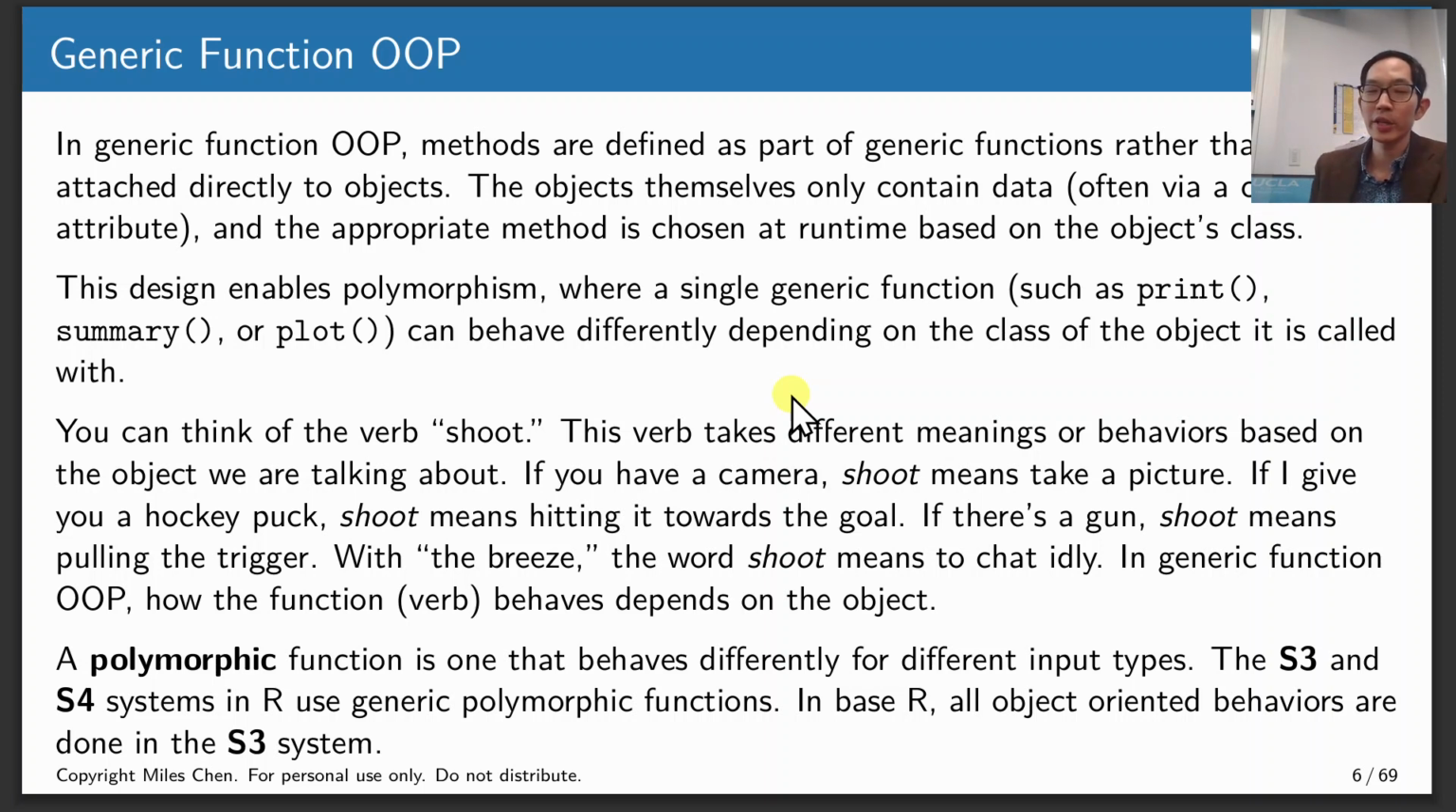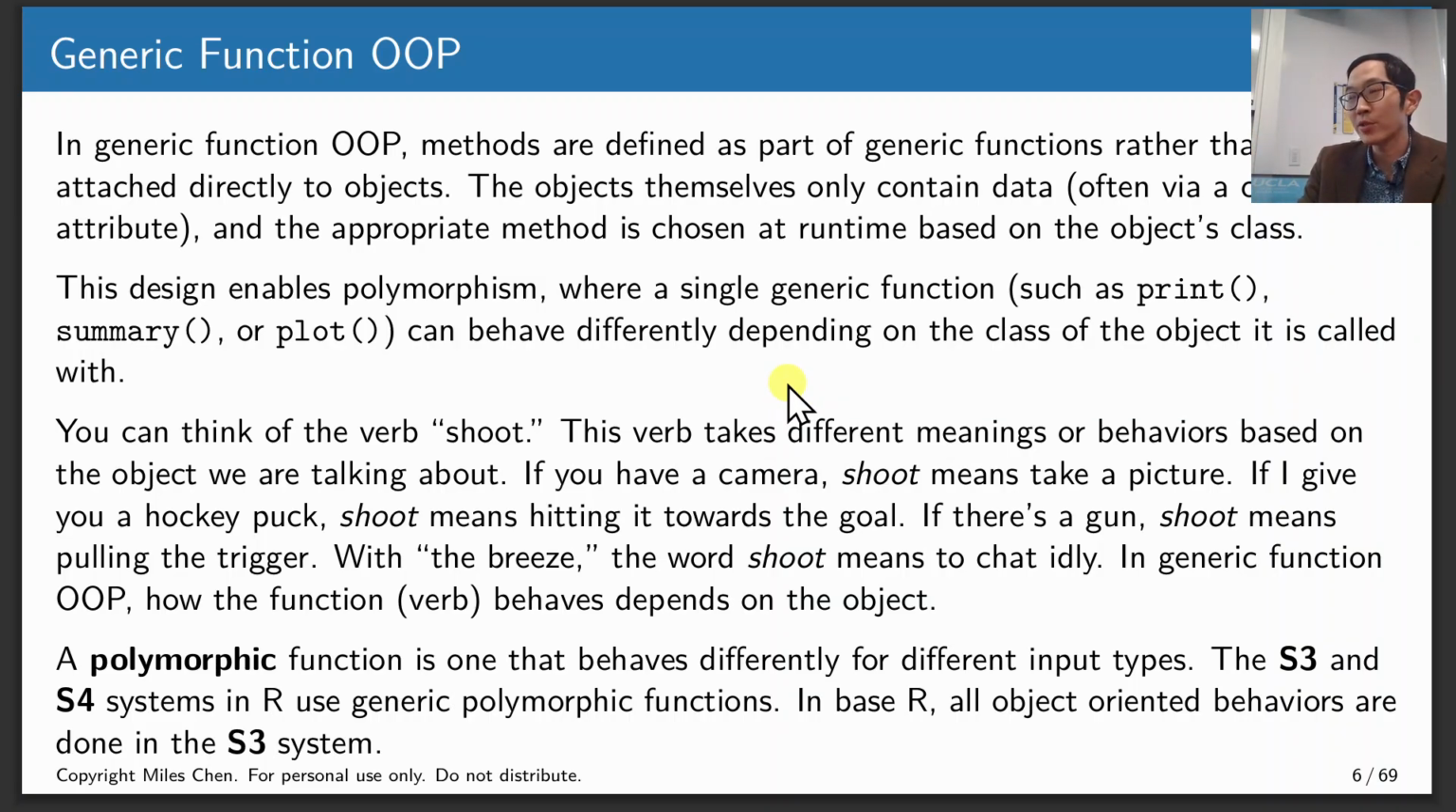Okay, and so we have what we call polymorphic functions, and that allows a single generic function like print or summary or plot, and those functions behave differently depending on the class of the object that it's called with.